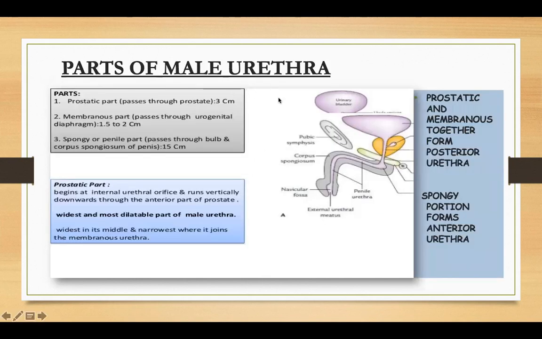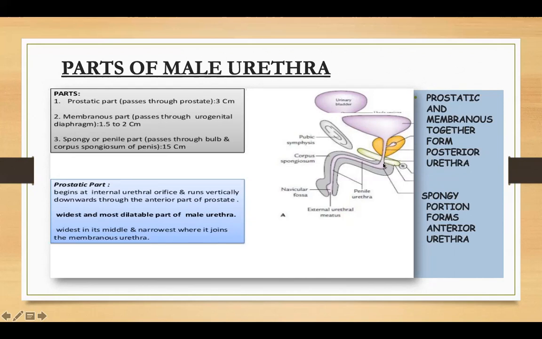Parts of the urethra. Urethra is divided into three parts: prostatic part, membranous part, and spongy, also known as penile part. The prostatic part passes through the prostate. This is the prostate. It is around 3 centimeter in length. The membranous part passes through urogenital diaphragm. This is urogenital diaphragm, and it is about 1.5 to 2 centimeter in length.